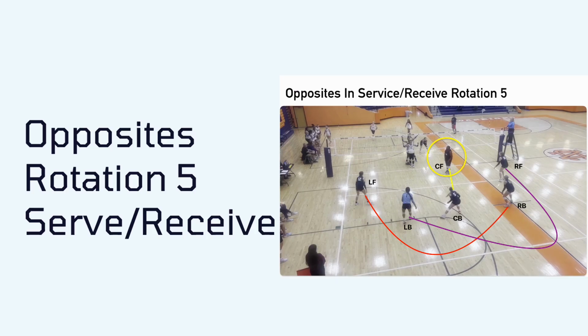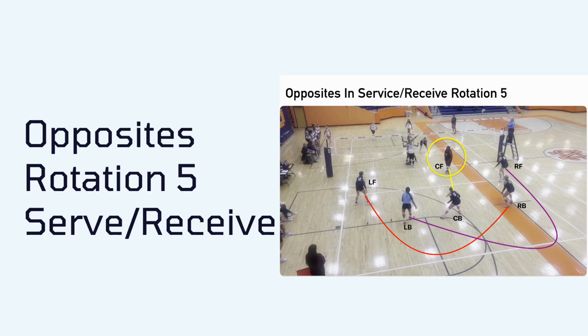Here's the same team in rotation 5 and serve for C. If we paid attention, then we know our right back had just been the previous server. We know that our libero, who is our left back, is a back row player.